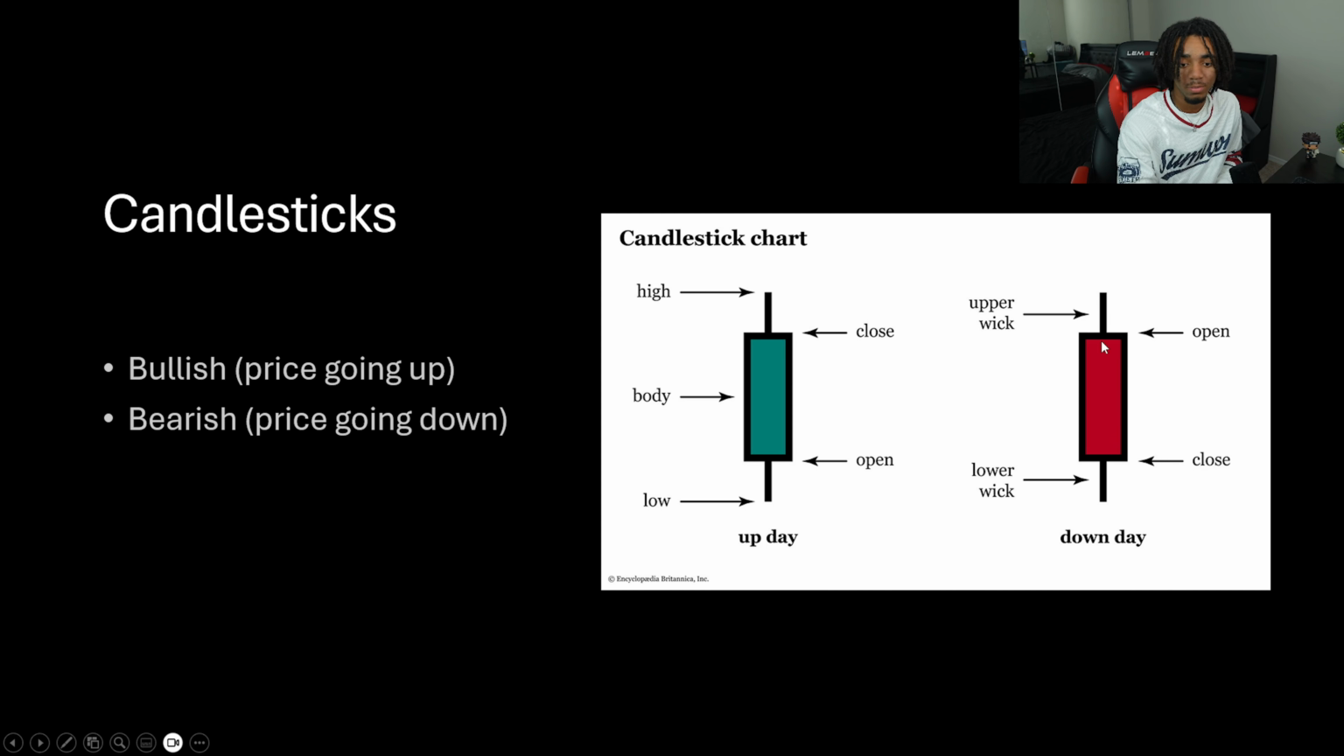So on a bearish candle, price opens at the top, and then at the bottom of that body, price closed at the bottom of that body because price was going down. So it opened at the top and closed at the bottom. And then once again, the wicks are just where price was. So we opened here, we went up first, but then it came all the way down, we come back up, and we close here. The wicks are just where price went.